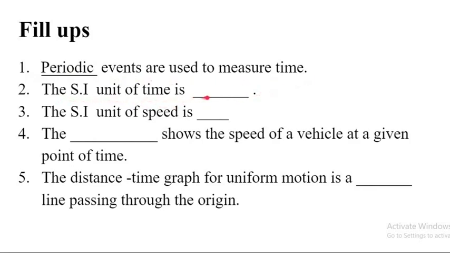The SI unit of time is? Yes, it is seconds. The SI unit of speed is? Yes, it is meter per second. The dash shows the speed of a vehicle at a given point of time. Yes, it is speedometer. The distance time graph for uniform motion is dash line passing through the origin. Yes, it is straight line.